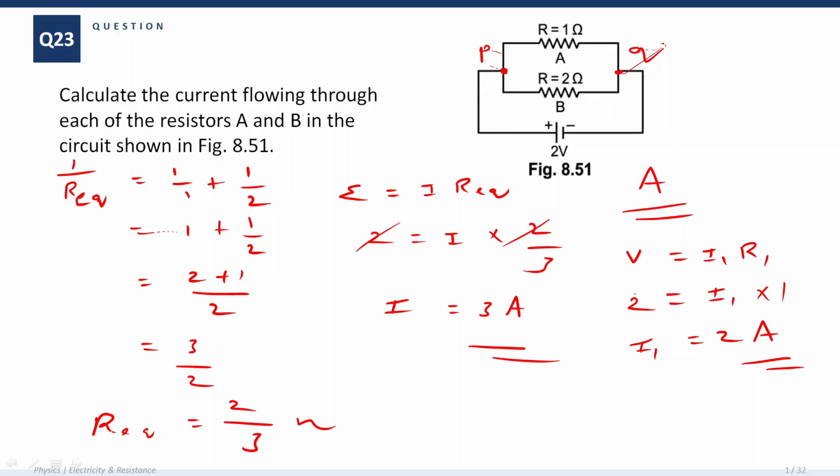So at point P, 3 amperes of current is coming towards it. It can be split into 2 amperes current here, and there is a 1 ampere of current.